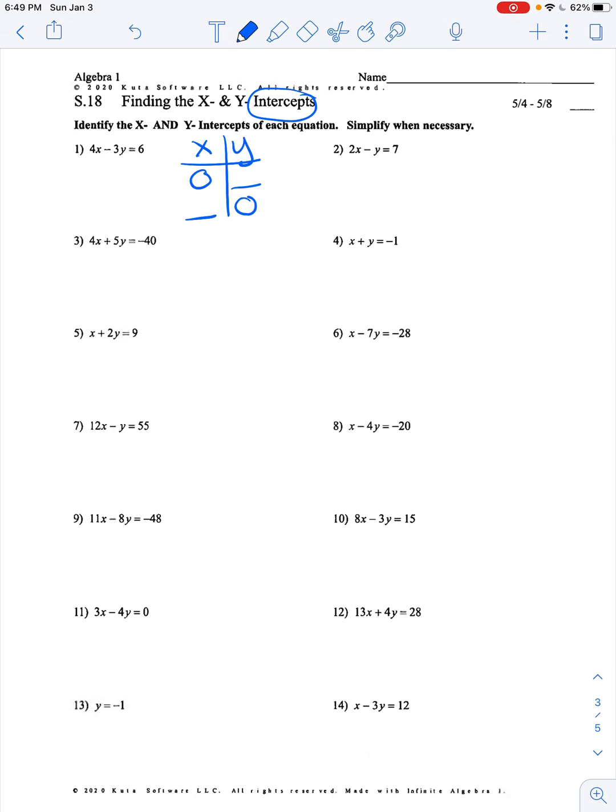So in this problem, if I did the first thing and I put a 0 in for X, that would eliminate that part because 4 times 0 would be 0. I'd be left with just this. And then when I divide that by -3, my Y-intercept would be at -2.